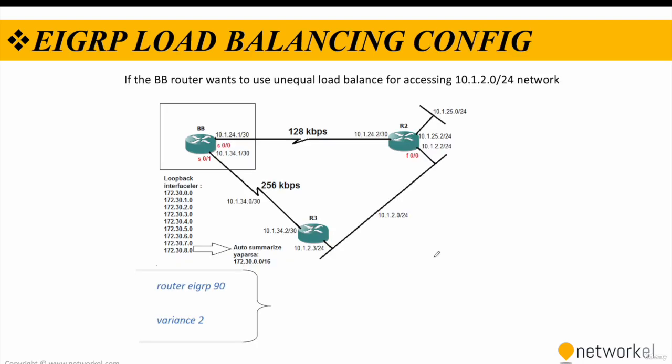So how I am doing the configuration, that is pretty much basic. For example, if the BB router, which is this one, wants to use unequal load balancing to access the 10.1.20.0/24 network, the command is pretty basic, guys. I'm going to router EIGRP and typing the autonomous system number, and the command is variance 2. Okay, that means I will send 2 packets from one path and only 1 packet from the other path for load balancing purposes.